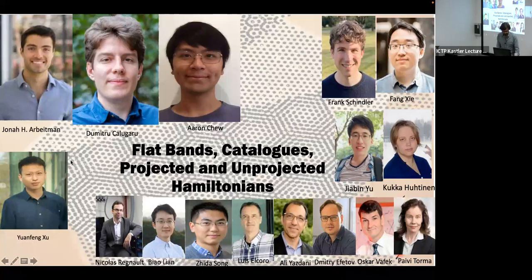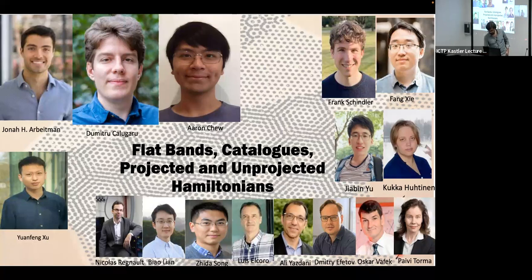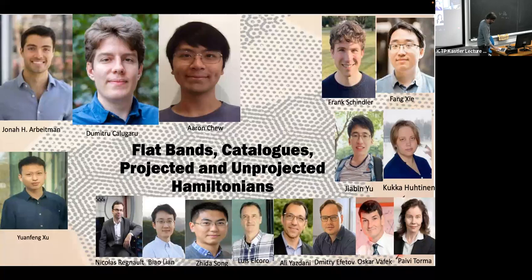I wanted to chat a little bit today about flat bands. For people that have heard my TBG talk, it's not going to be just the TBG talk. We're just going to try to obtain some solvable models of flat bands, even though they're a little bit artificial. But by the fact that they're artificial, you can get a lot of information. And then we're going to try to go to twisted bilayer graphene and see which of those points in these artificial models still apply. This was mostly work done by the people in the first row, Jonah, Dumitru, Aaron, Frank, and Fang.